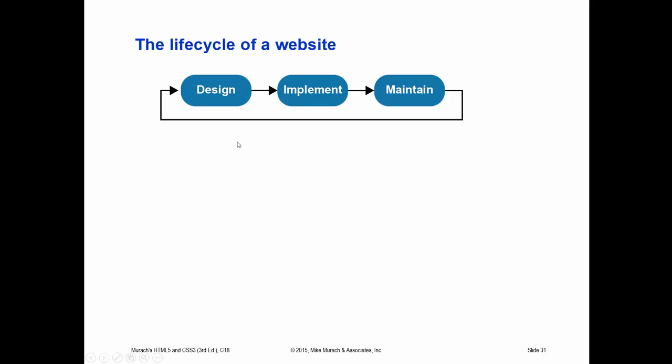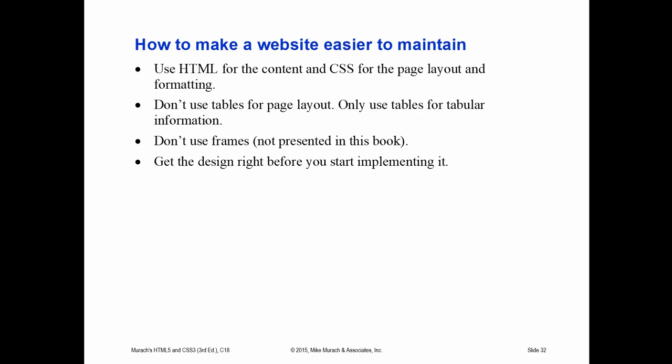Okay? All right, here's the life cycle of a website. You design, you implement, you maintain, and notice you go back to design again because it's an iterative process. So to make a website easier to maintain, you use HTML for content only, CSS for page layout and formatting only, and JavaScript for interactivity only.